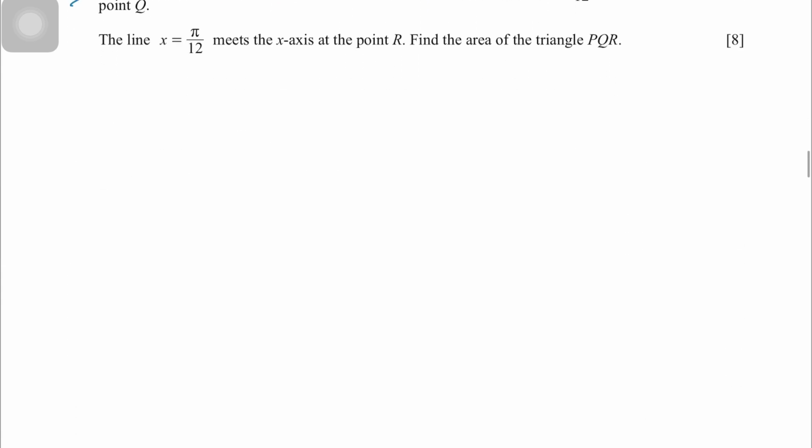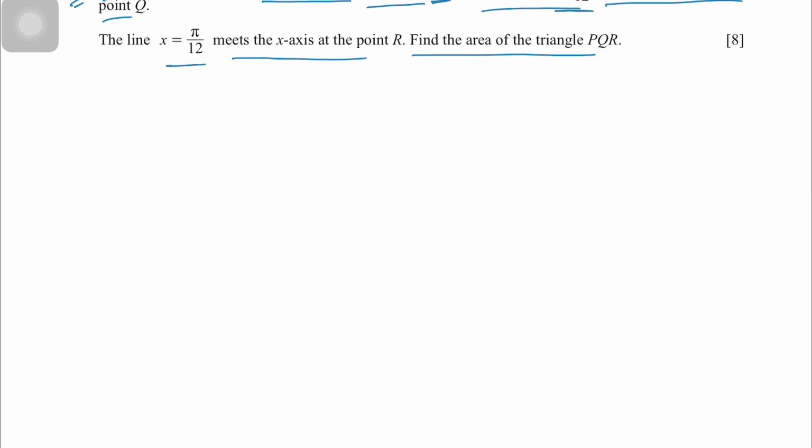Now moving on to question 6, we have the normal to the curve y is equal to 1 plus tan 3x at the point P with x coordinate pi by 12 meets the x-axis at the point Q. The line x equals to pi by 12 meets the x-axis at point R. Find the area of the triangle PQR. So we have the normal to the curve at point P where x coordinate is pi by 12.